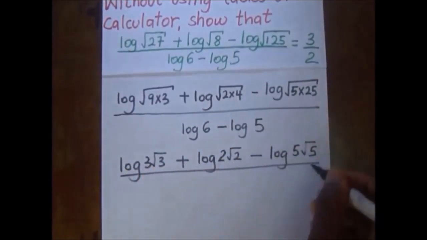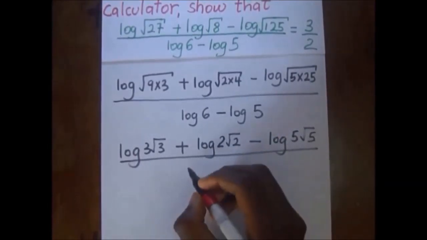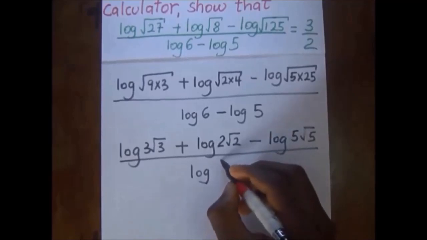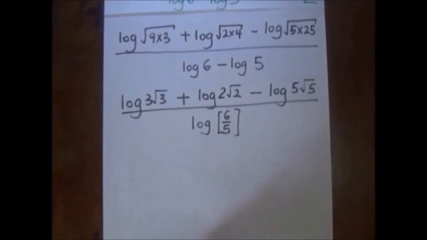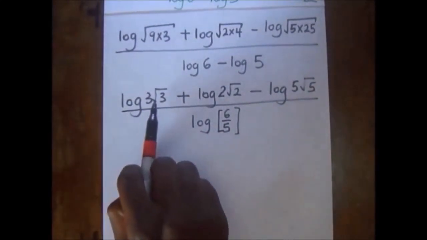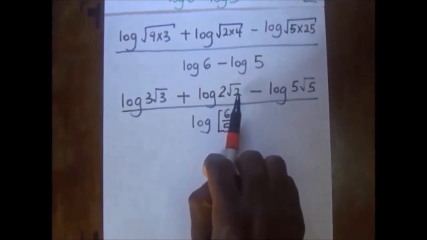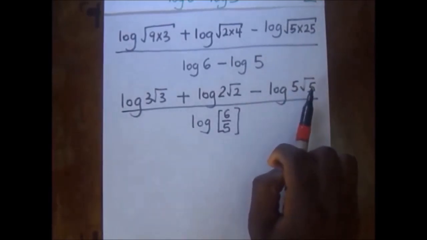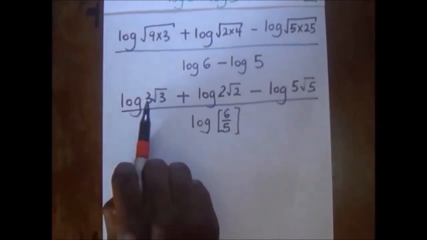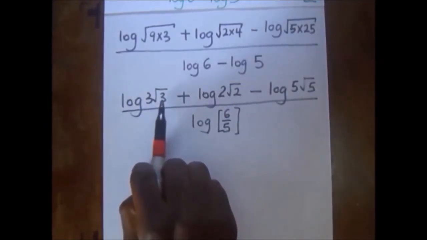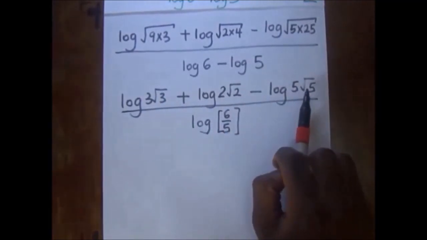All that we are dividing by, now log of 6 minus log of 5, from our law of logarithms, it's going to become the logarithm to the base 10 of 6 divided by 5. We continue with our manipulations. Now this log of 3 root 3 is the same as saying log of 3 times root 3. This is log of 2 times root 2, and this is log of 5 times root 5. From our law of logarithms, this is the same as saying log of 3 plus log of root 3, log of 2 plus log of root 2, and log of 5 plus log of root 5.